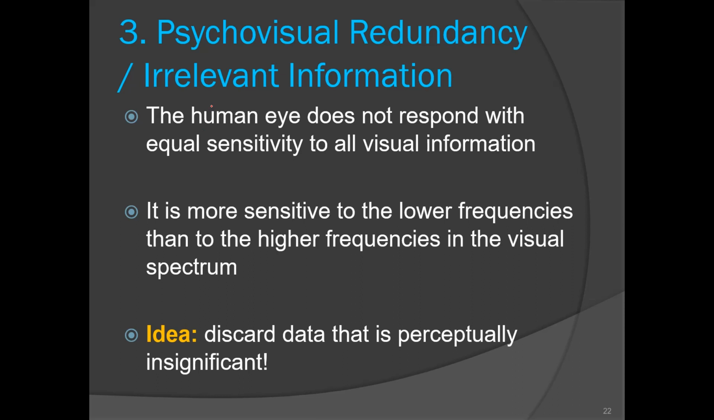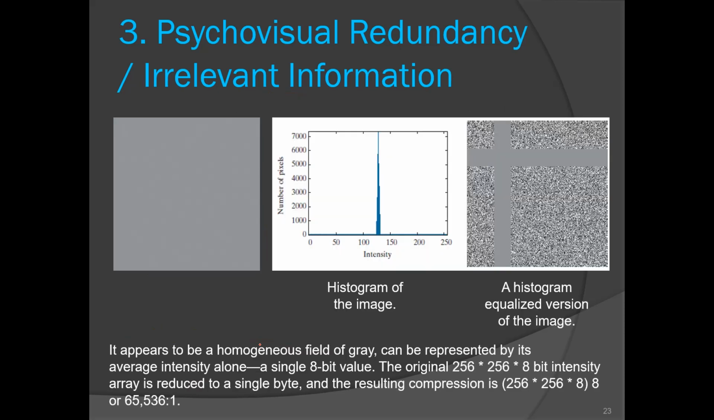Okay, next, the third type is known as psychovisual redundancy, also known as irrelevant information redundancy. The human eye does not respond with equal sensitivity to all visual information. It is more sensitive to the low frequencies than the high frequencies in the visual spectrum, so we can discard the data that is perceptually insignificant. This will be clear with one example.